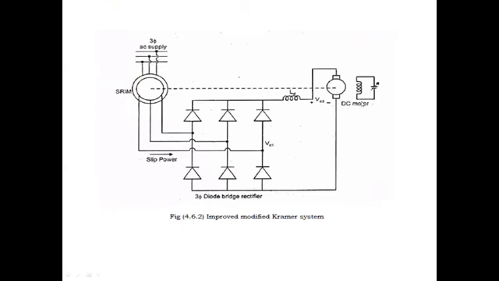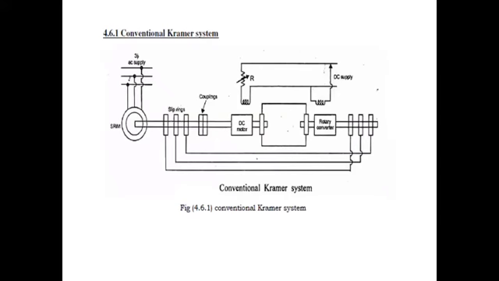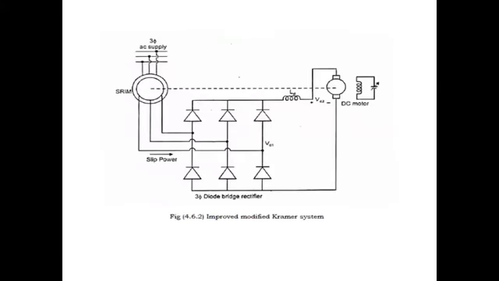And the source side of the converter side turns ratio of the transformer, neglecting the drop across the inductor. The formula is VD1 plus VD2 is equal to 0. Maximum value of alpha is restricted to 165 degrees for safe commutation of the inverter thyristor. Transformer is used to match the voltages VD1 and VD2.